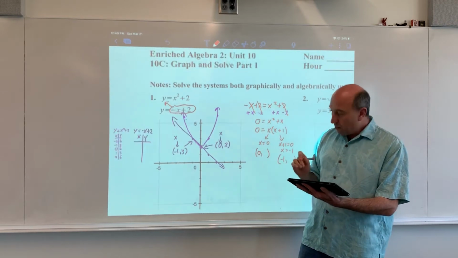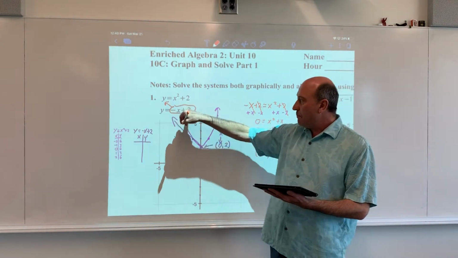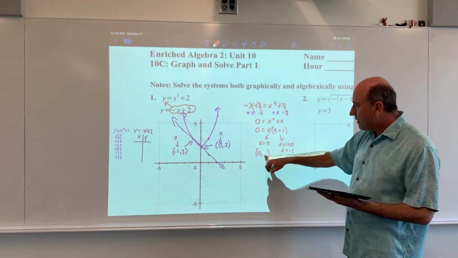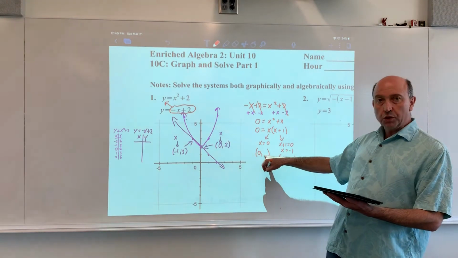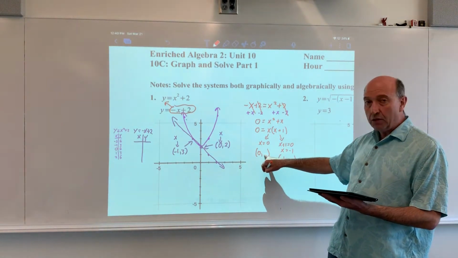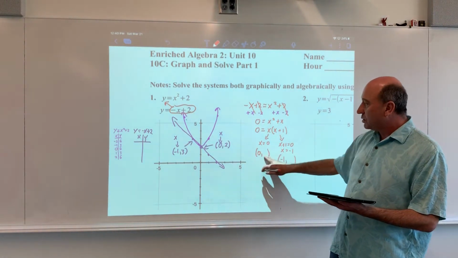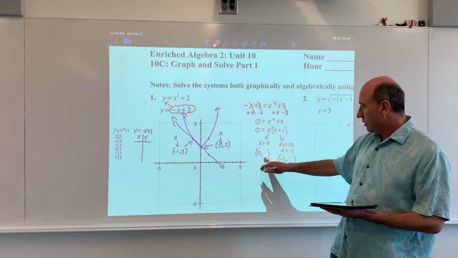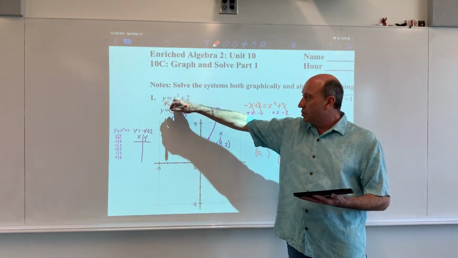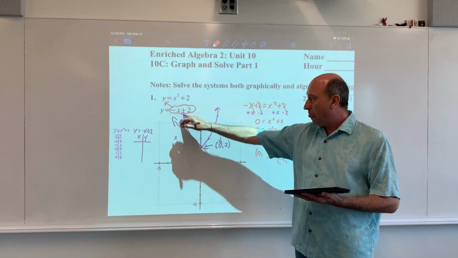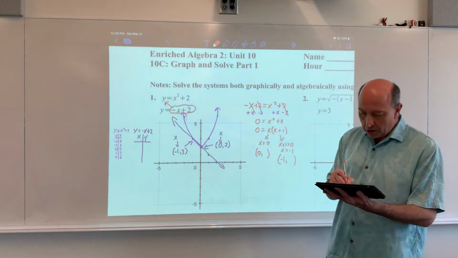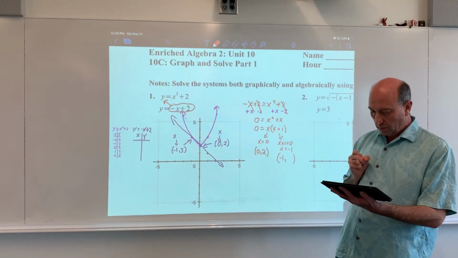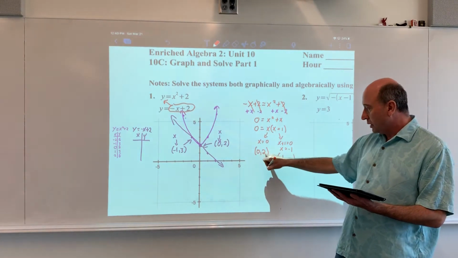Now, I should be able to plug 0 into the top and the bottom and get the same value for y. So this will check your solution. If you get different values, either this is not a solution or you made a mistake. So plug 0 into the top, 0 squared, 0 plus 2 is 2. -0 plus 2 is also 2. So 0, 2 is a solution. This is correct.